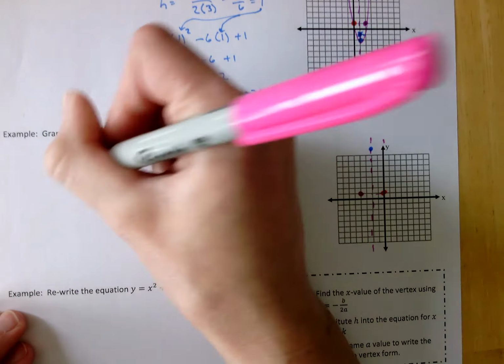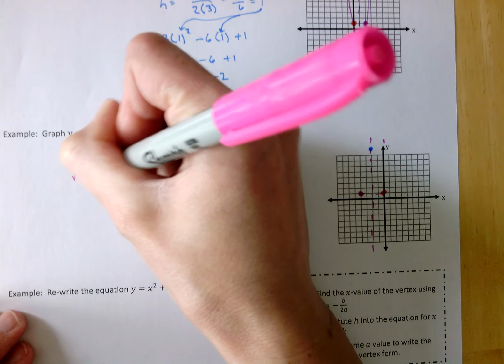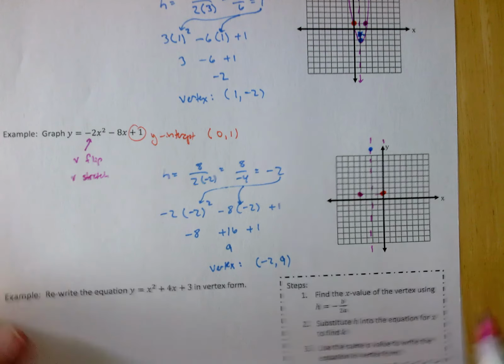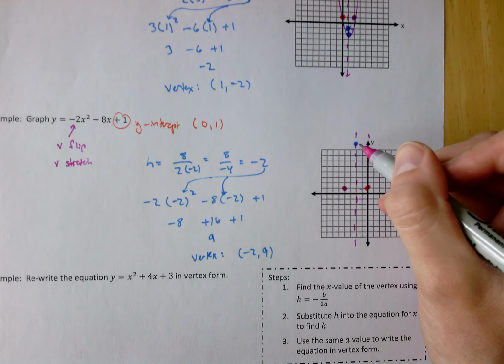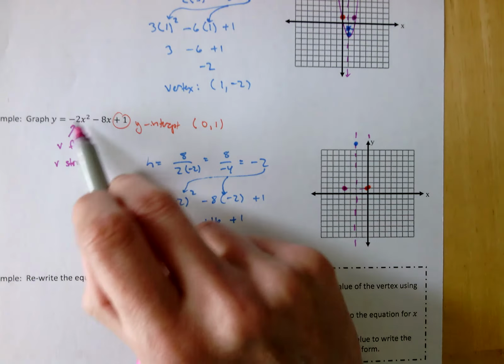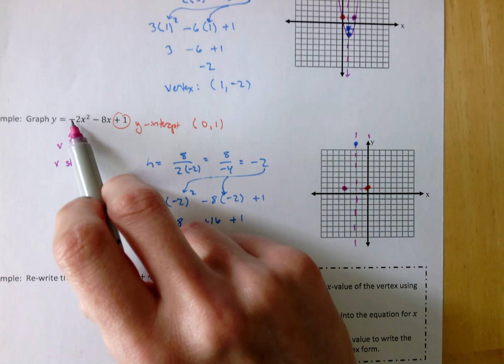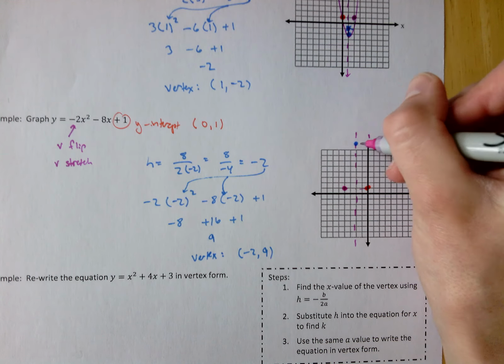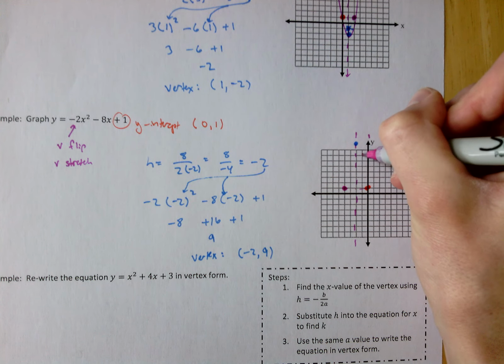And because it's a 2, there's a vertical stretch. So when I'm going to plot these points from my vertex, normally I'd go over 1, up 1. Well, now I'm essentially multiplying it by -2. I'm going to go down, and I'm going to go twice as far. So instead of going over 1, up 1, I'm going to go over 1 and down 2.